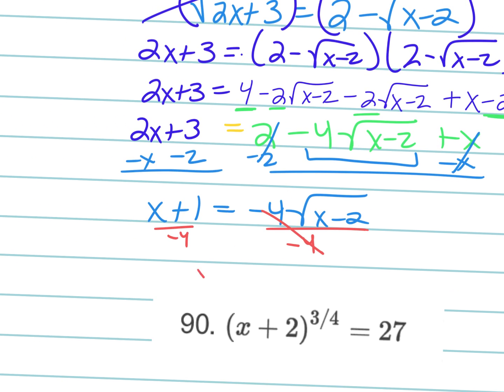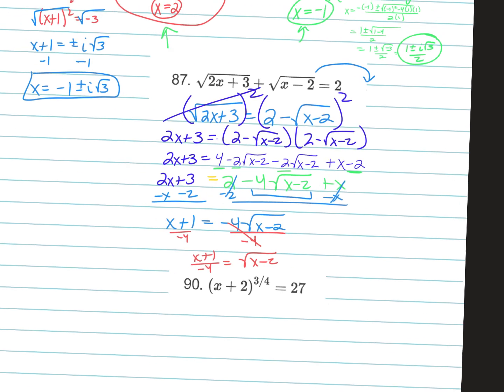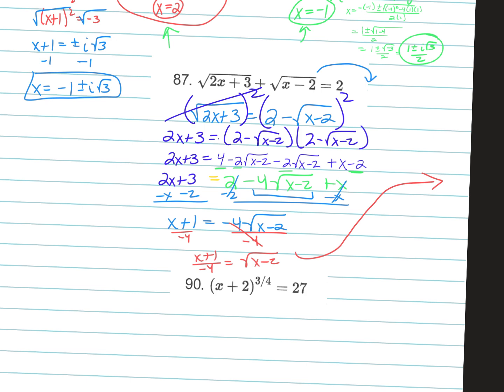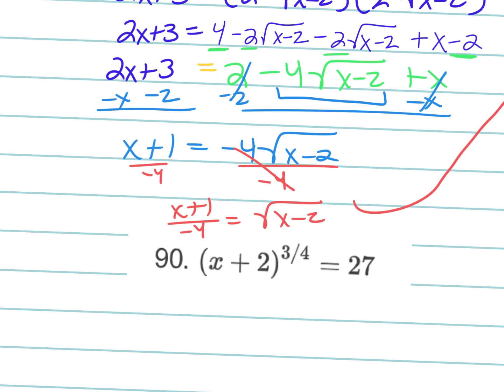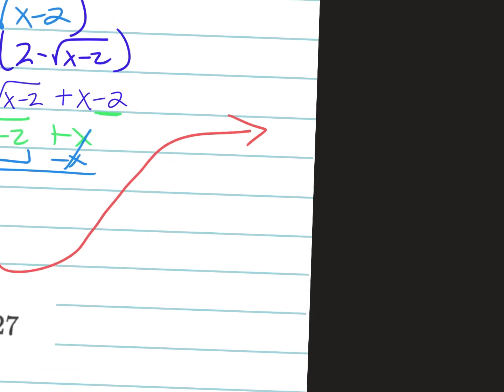So we're left with (x plus 1) over negative 4 equals the square root of x minus 2. I'm going to go ahead and continue my work up here. But in order to get that radical to go away, we're going to square both sides. So guys, think about this. When we square both sides, when you square a square root, that just cancels out. So you're going to be left over here with x minus 2.